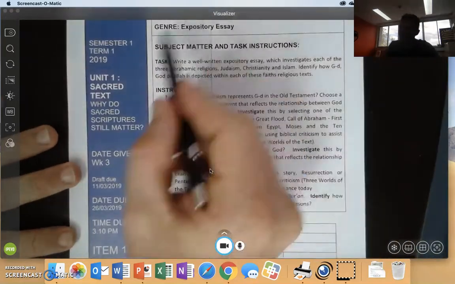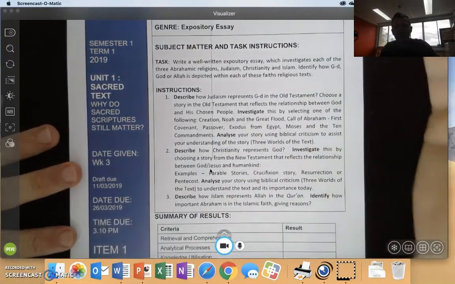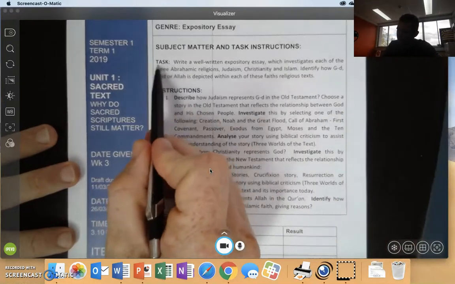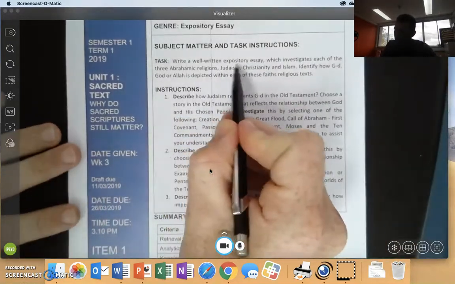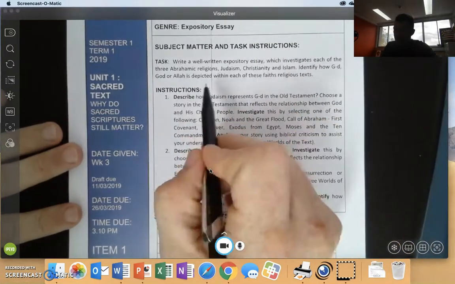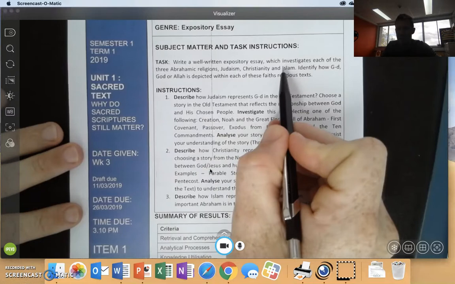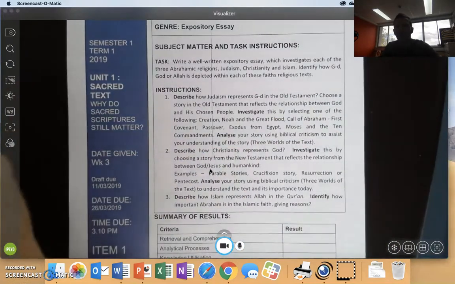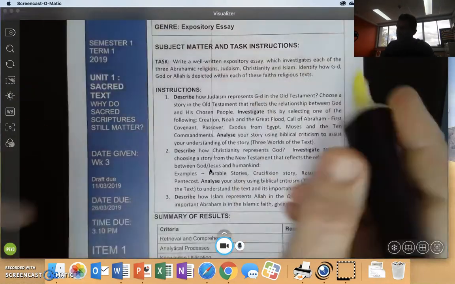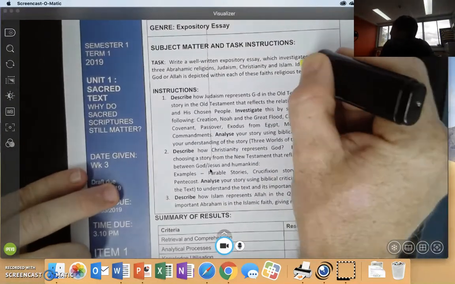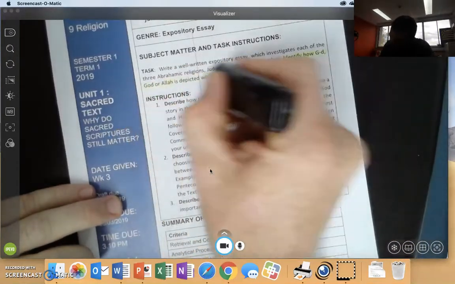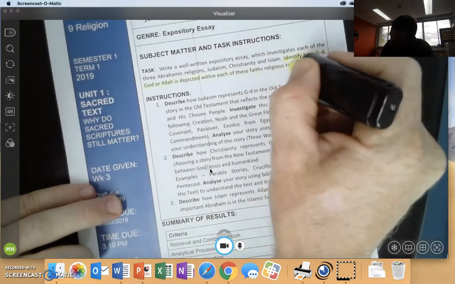We move down to subject matter and task instruction, and this gets a bit more specific. This is where you get the nuts and bolts of what you're required to do. First, the task: write a well-written expository essay which investigates each of the three Abrahamic religions, Judaism, Christianity, and Islam. Identify how God or Allah is depicted within each of these faiths. That's key, so I'm going to highlight that.